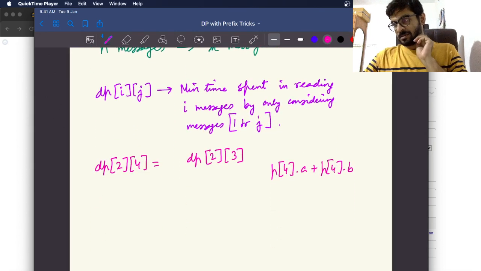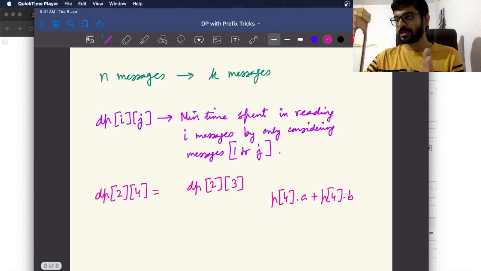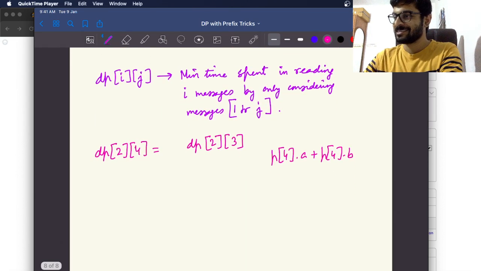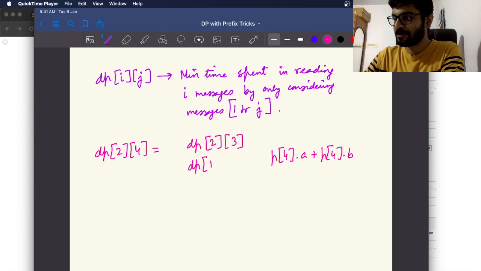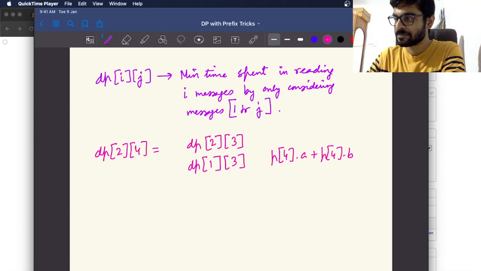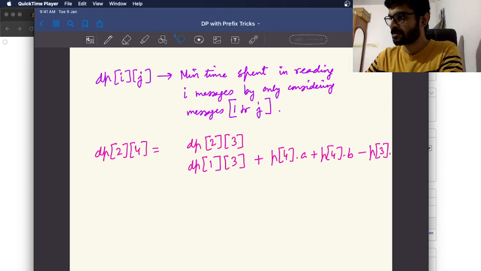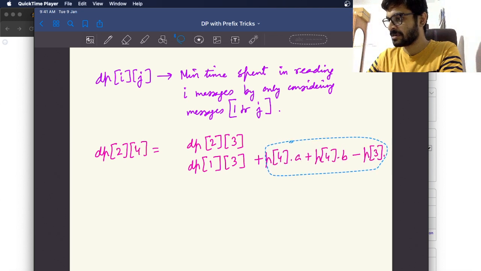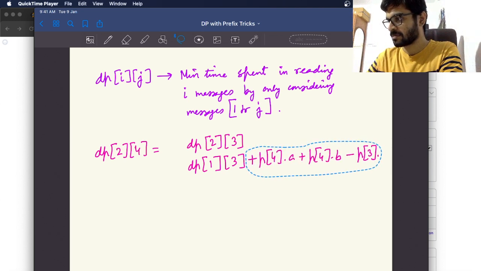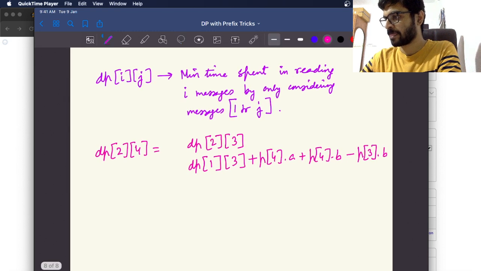up to the third element, whatever was the best you had, that is dp of 3, the best you had up to the third element, minus P of 3 dot B.